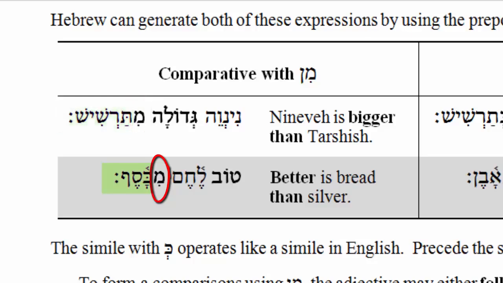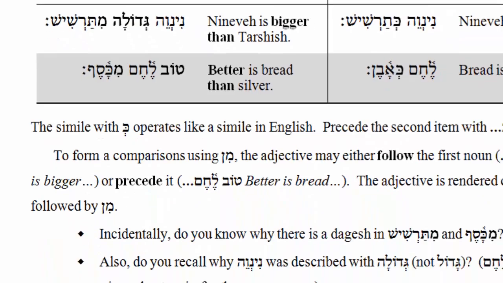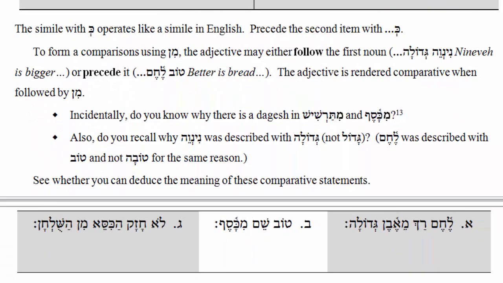In the second example, Kesef is being compared to Lechem. Kesef is the second item. Min attaches directly to the second item, mi Kasef. At the bottom of the screen, there are three comparative statements for you to practice with. See if you can deduce their meaning.